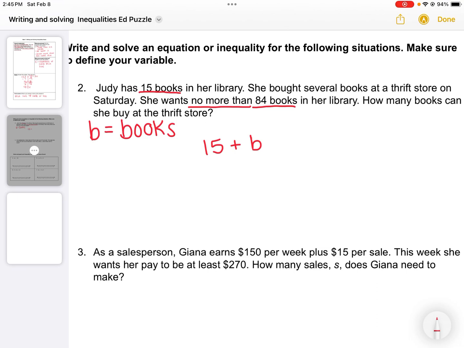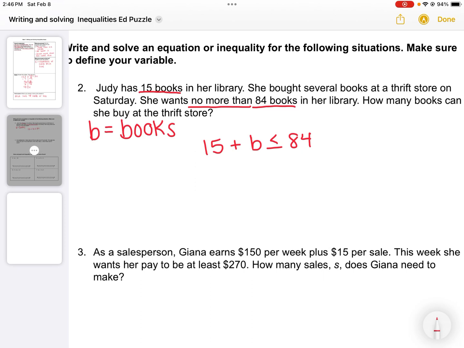The next thing is I want to look back at those key words that I underlined. No more than. No more than means I can have exactly 84 books in her library, or she can have less than. My sign should be less than or equal to. And it is going to be less than or equal to those 84 books that she wants maximum in her library.